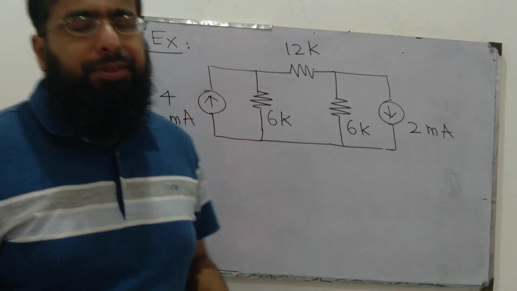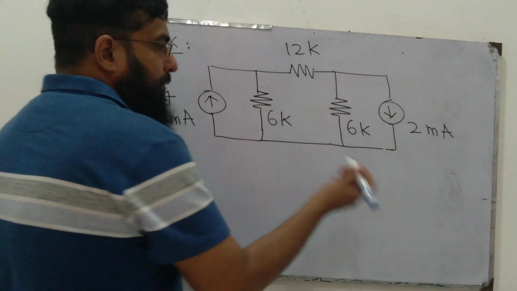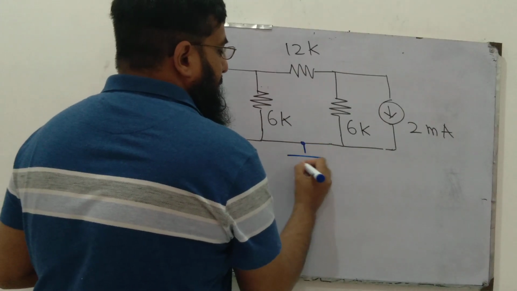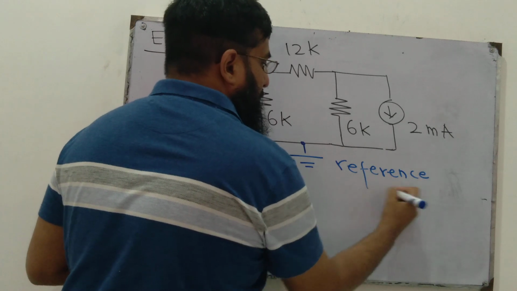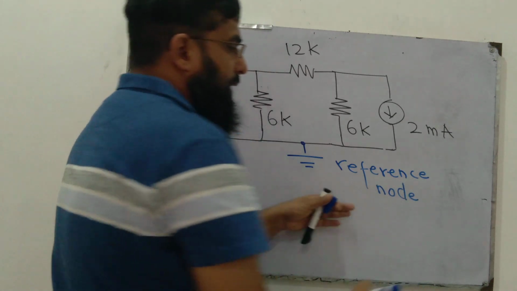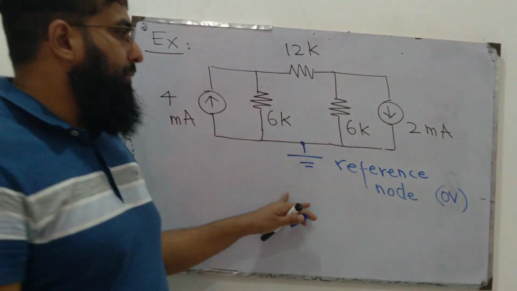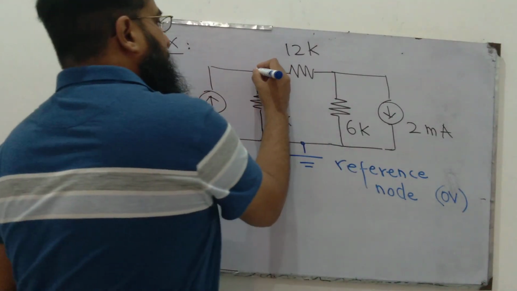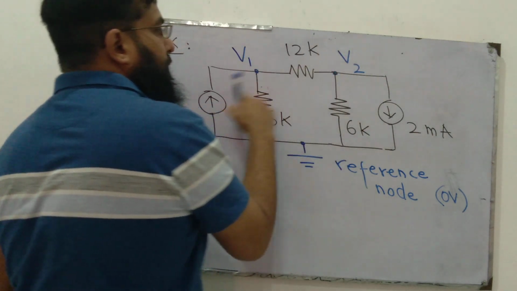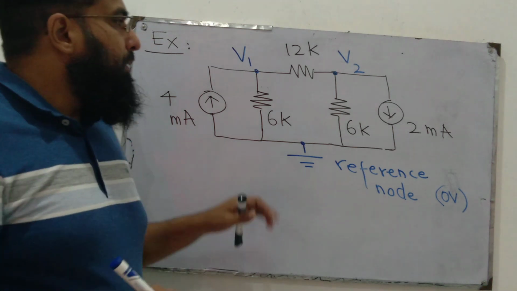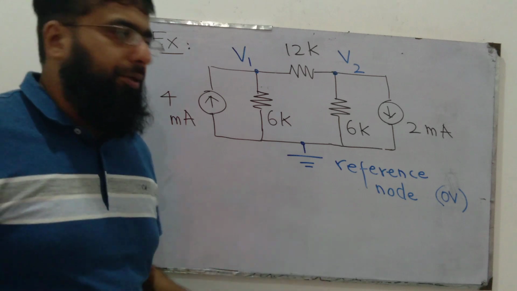First we need to identify nodes. The first node should be the ground node, the reference node. The voltage of this reference node is 0 volts. There are two other nodes in this circuit for which we can assume voltages. These are the nodes V1 and V2. Let's write KCL equations for each of these two nodes one by one.